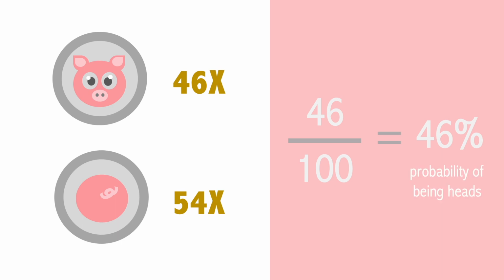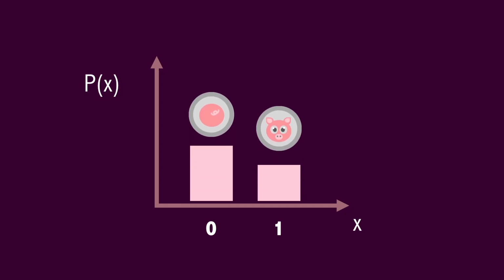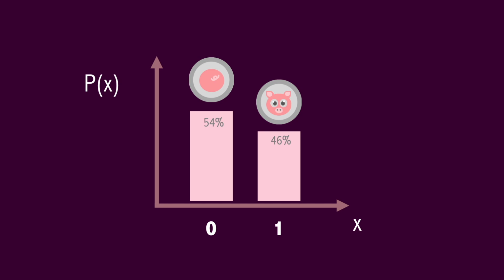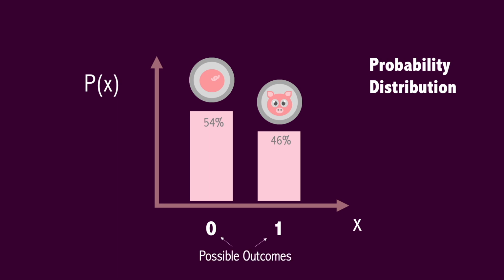Now let's go back to our coin flip example. Let's just say we flipped this coin 100 times and we saw that 46 of those flips were heads and 54 of the flips were tails. This suggests that there is a 46% probability of the flip being heads, which means there is a 54% probability of it being tails. Let's visualize this in a chart. This chart tells us the probability of the coin being heads or tails. We call this a probability distribution. A probability distribution tells us the possible outcomes of an experiment and the probability that we observe them.